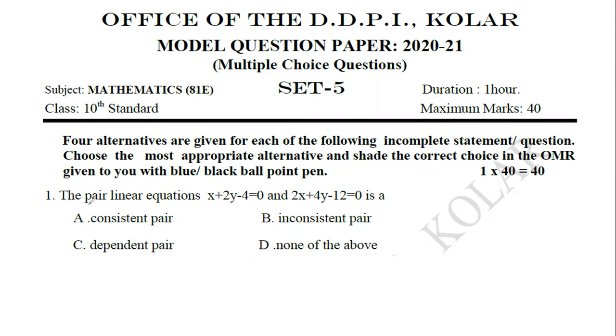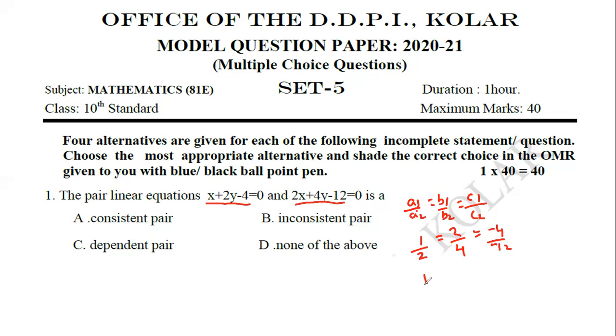First question: the pair of linear equations x plus 2y minus 4 equals 0 and 2x plus 4y minus 12 equals 0 is dash. Here, a1 by a2 equals b1 by b2 equals c1 by c2. The value of a1 by a2 is 1 by 2, b1 by b2 is 2 by 4, c1 by c2 is minus 4 divided by minus 12.